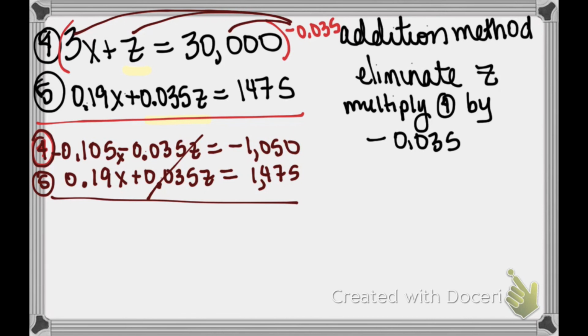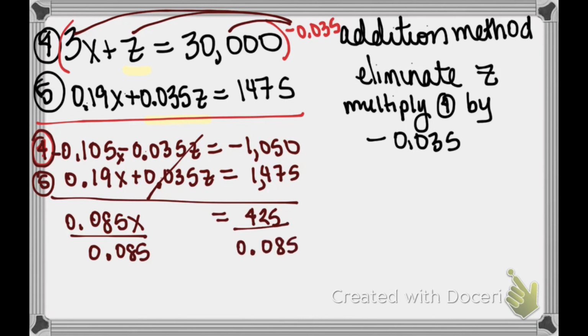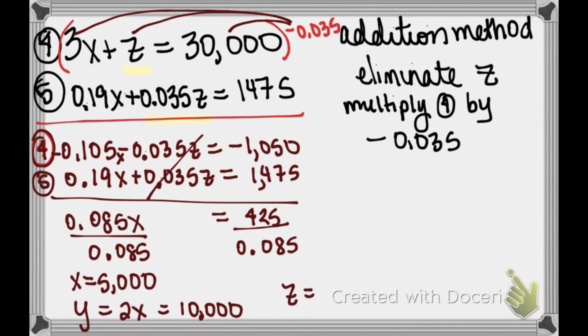So what I get in the end is positive 0.085x equals 1,475 minus 1,050, which is 425. I divide each side by my coefficient, and I solve for x. And when I get x, I get $5,000. Okay, so he's invested $5,000 in x, 2 times that in y. And z must be 15,000 because the total is 30,000.